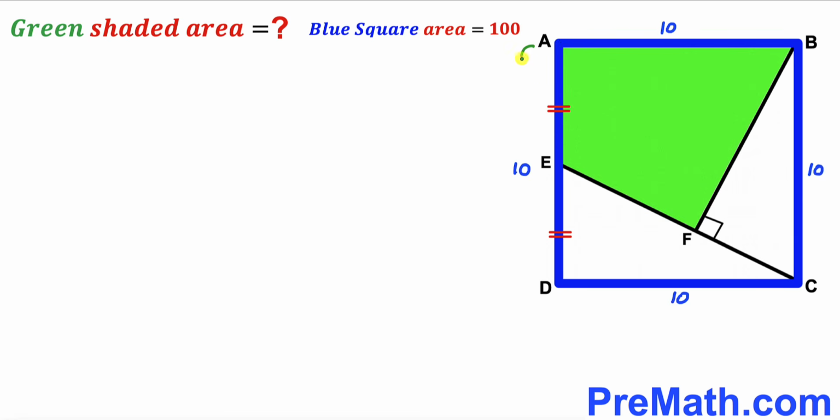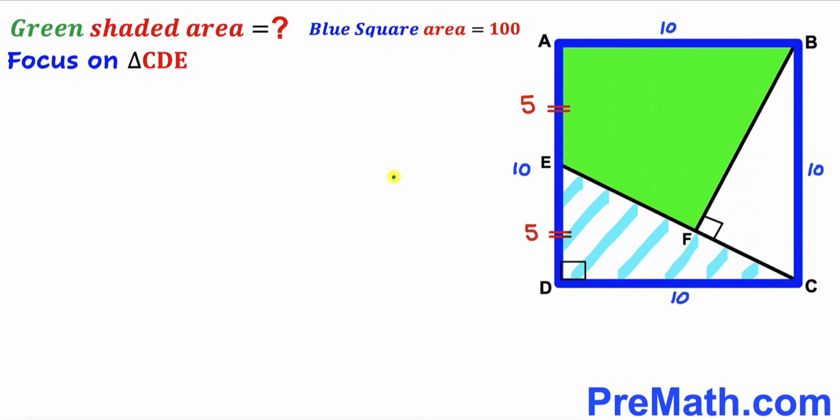Furthermore, since segment AE length equals segment DE length, this DE segment length has got to be 5, and segment AE length is going to be 5 units as well. Now we are going to focus on this right triangle CDE. Bear in mind that this angle has got to be a 90 degree angle since we are dealing with this blue square. Now I'm going to label this hypotenuse CE length as x, and we are going to apply the Pythagorean theorem on this triangle to solve for x.